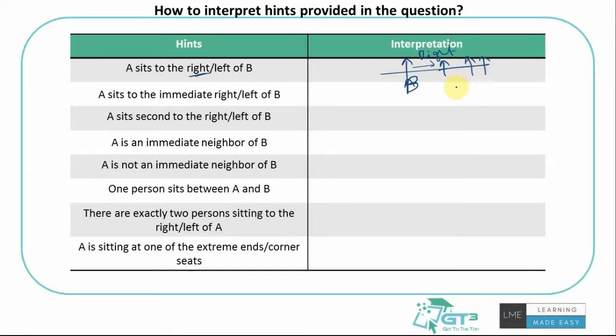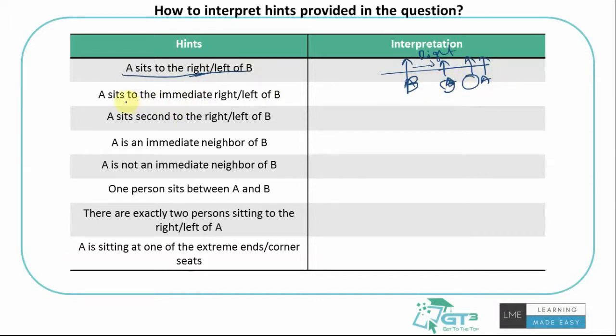Imagine this is not equal to A sitting just next to B, that is, there is no one else between B and A. This is also true, but even this is also a possibility: there are some people sitting between B and A, but A is basically sitting to the right of B. This statement is just giving you a clue that A is sitting towards the right side of B, not necessarily to the immediate right.